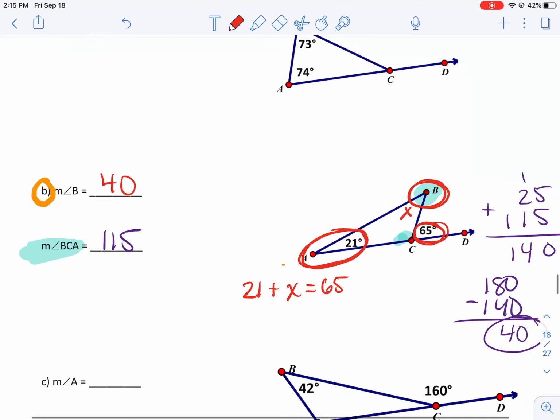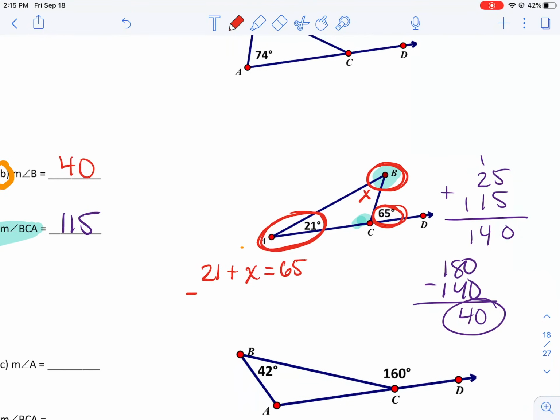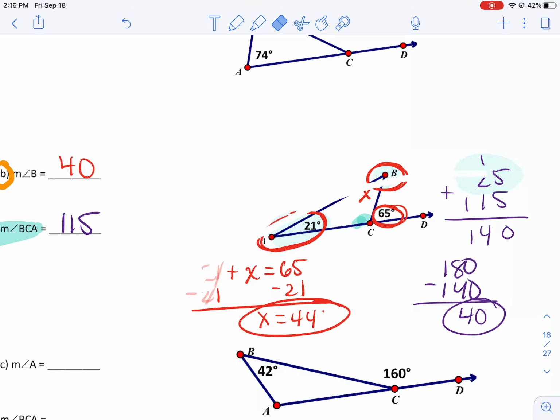Then I take away 21 from both sides, and I get X equals 44. Did I do something wrong here? What did I do wrong here? Oh, you know what, guys? Okay, this is why we do math. This is why we check our work. So here's 25. What was my angle, guys? What did I add together? So let me go back a second. Start again.